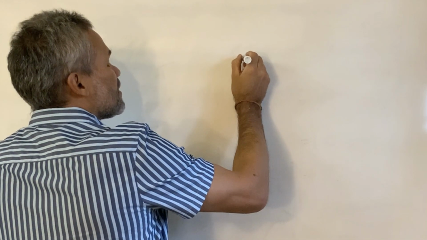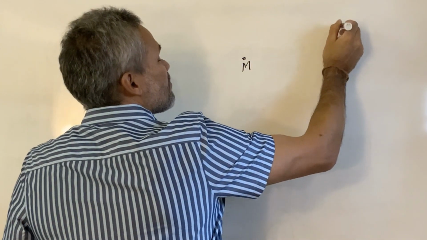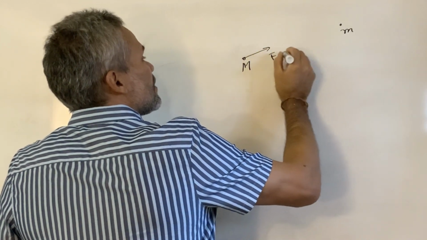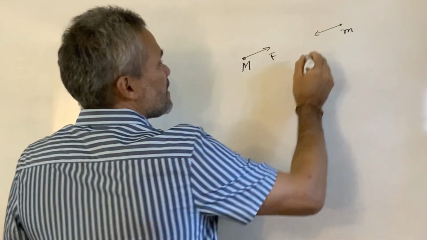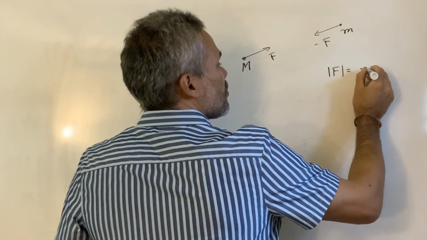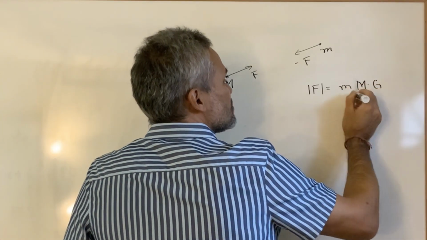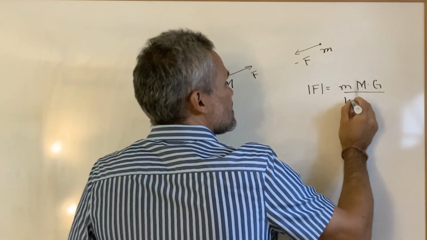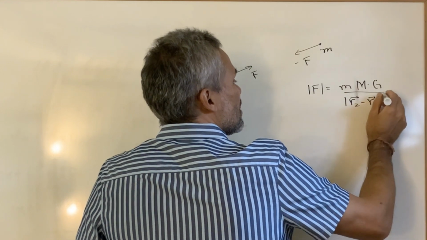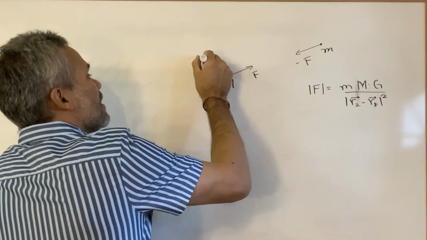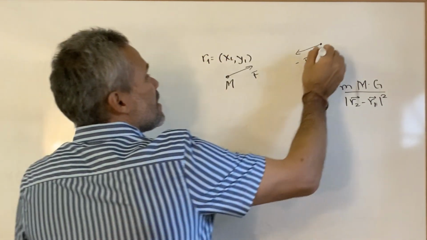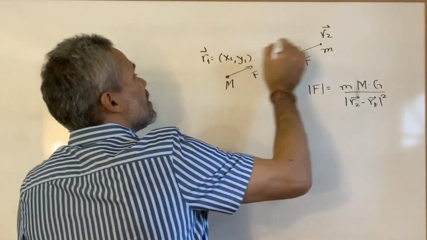Let's suppose that we have a body with mass capital M and another body with mass little m. The gravitational force F between the two bodies, we know that the length of that force is proportional to the product of the masses times a constant over the distance between the two bodies square.